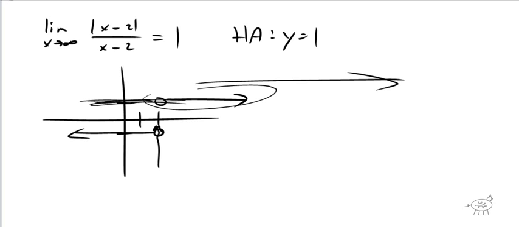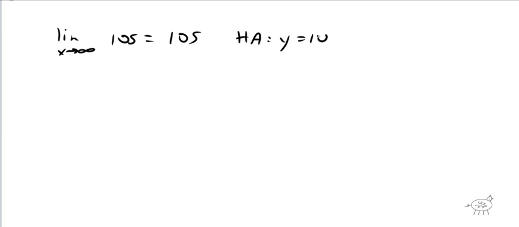Okay? Not bad. How about limit as x approaches infinity of 105? You guys should know that, right? Doesn't matter, it's a constant, so it's going to be 105. So, once again, I have a horizontal asymptote at y equals 105. Love 105. Okay, so here I got a couple other tricky ones for you. And again, just think logically.